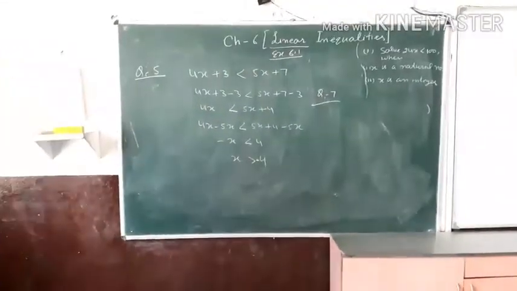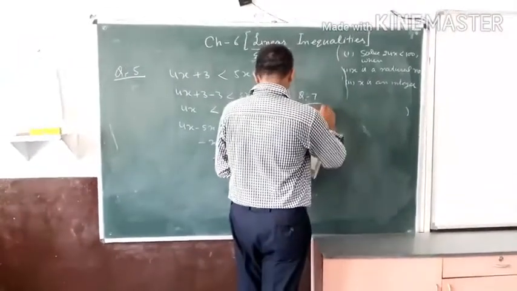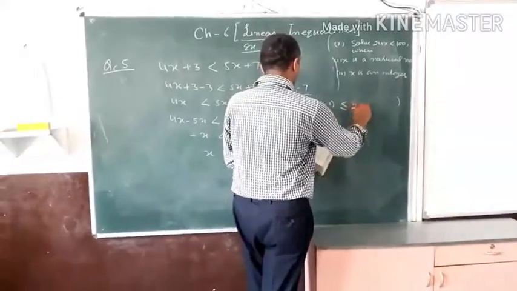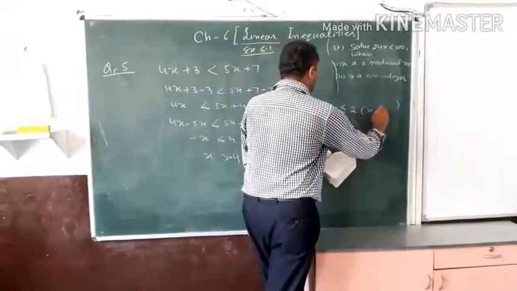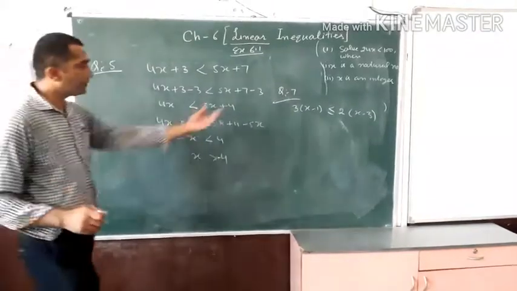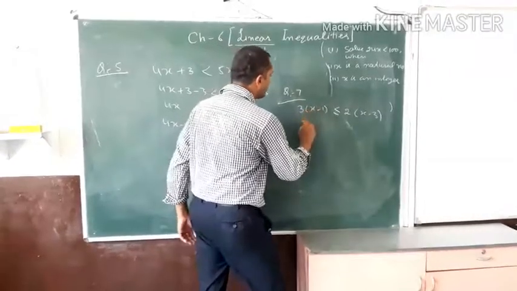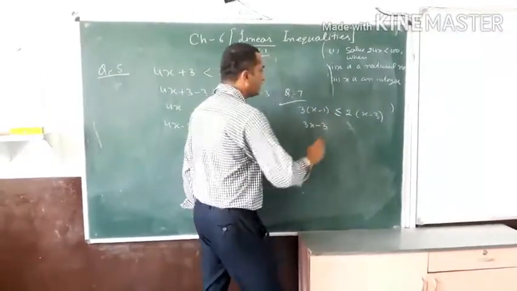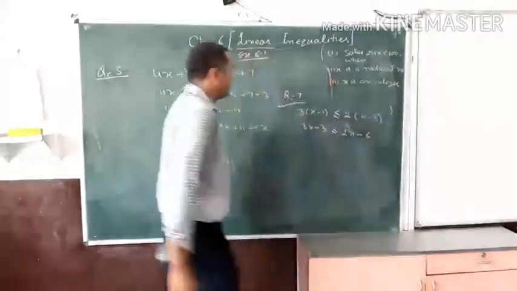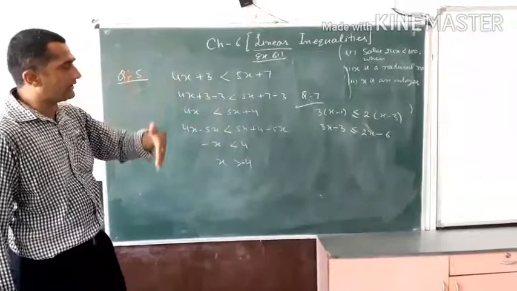The seventh question is 3 into x minus 1 less than or equal to 2x minus 3. So first of all, open these brackets as we do in algebra. 3x minus 3 less than or equal to 2x minus 6. Okay. So as we do in equations, we can apply that method also.